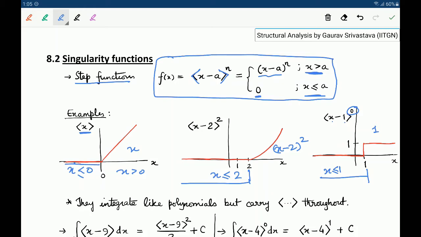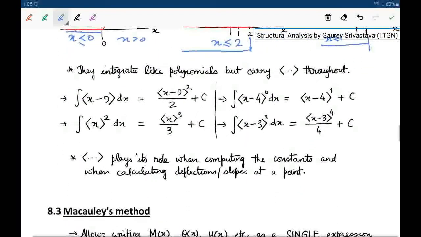Now, you may argue whether this equality should be in the less than equal to portion or in the greater than equal to portion. But if you really see that at x equal to a, the function comes out to 0 from both sides. So this equality you can take anywhere. So basically, this is a continuous function. Okay. And another property that we ascribe to them is that they integrate like polynomials. Okay, but they carry this angular bracket throughout.